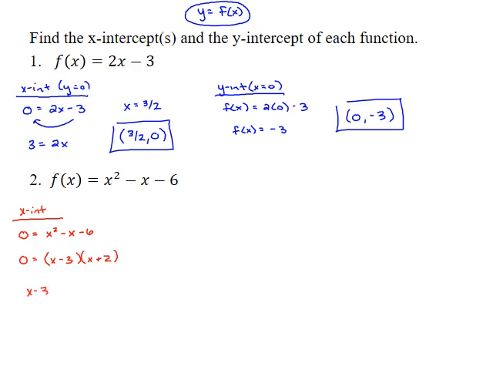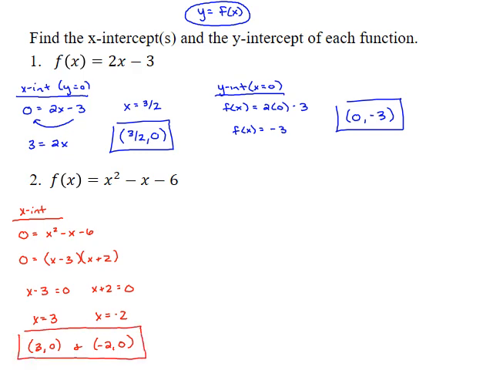Set both of those equal to 0. On the first one, you should get x equals 3. On the second one, you should get x equals negative 2. And you can convert both of those into ordered pairs, remember, because y is 0, and the 2 points where this graph crosses the x-axis would be (3, 0) and (negative 2, 0). So this graph crosses twice across the x-axis.